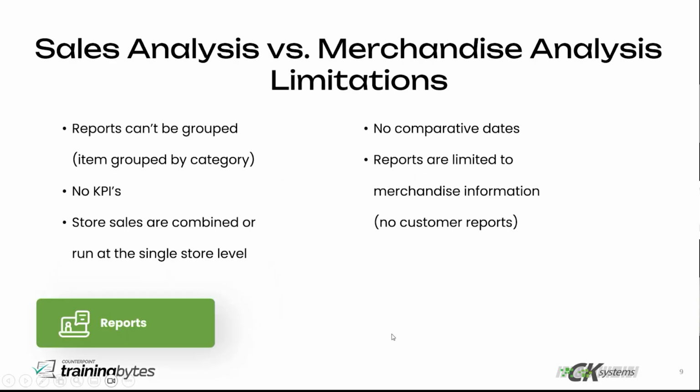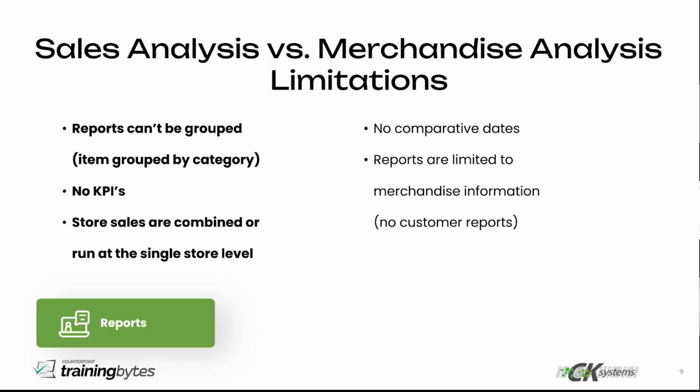Now, some limitations between sales analysis and merchandise analysis. A limitation of any sales analysis report is you can't group it. You can't group it by vendor or by category. And I get this request a lot. I want to see my item sales, but I want to see them grouped by category or grouped by vendor. Sales analysis reports don't have any KPIs. That's like gross margin, return on investment, sell through, weeks on hand, turn.